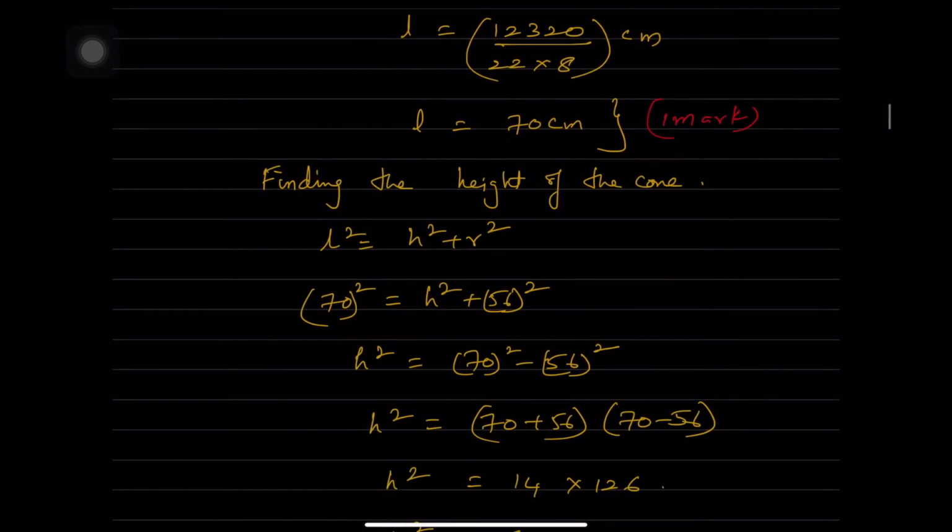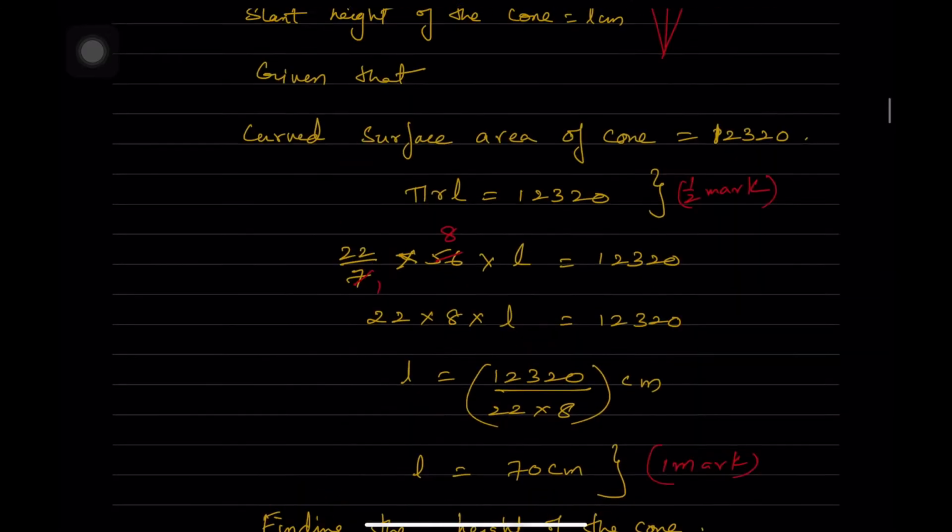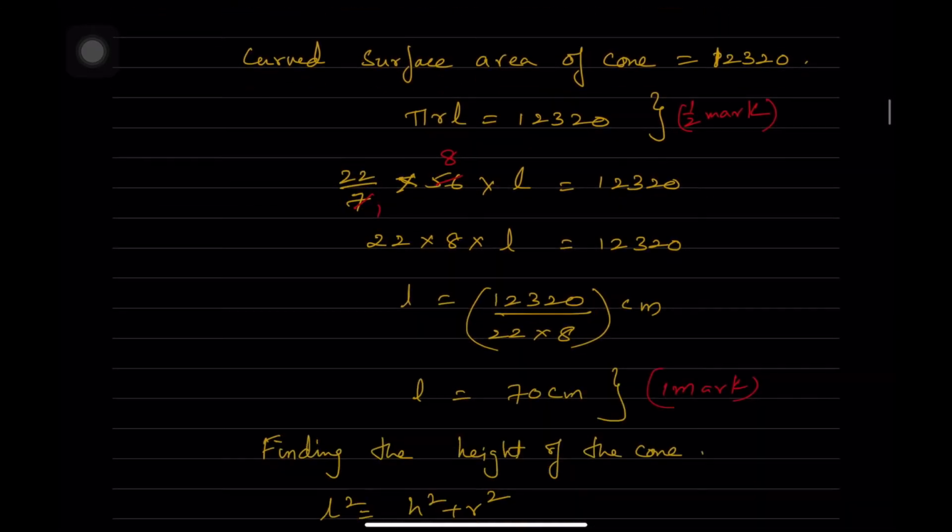Then for finding out l, you get 1 mark. Then finding the height of the cone: how do you find the height of the cone? The slant height l square is equal to h square plus r square, using the Pythagoras theorem, because all the cones are right circular cones. So you get this.